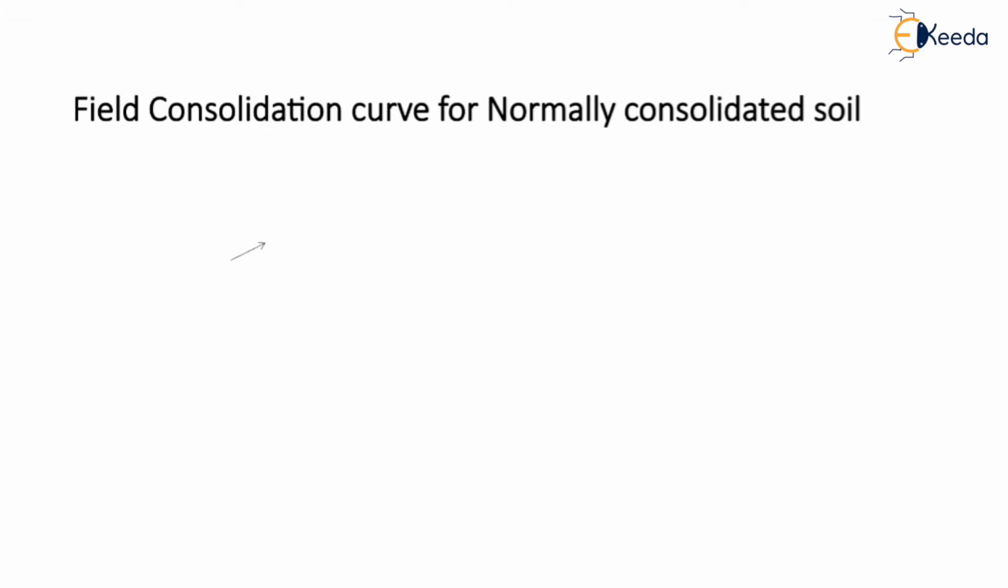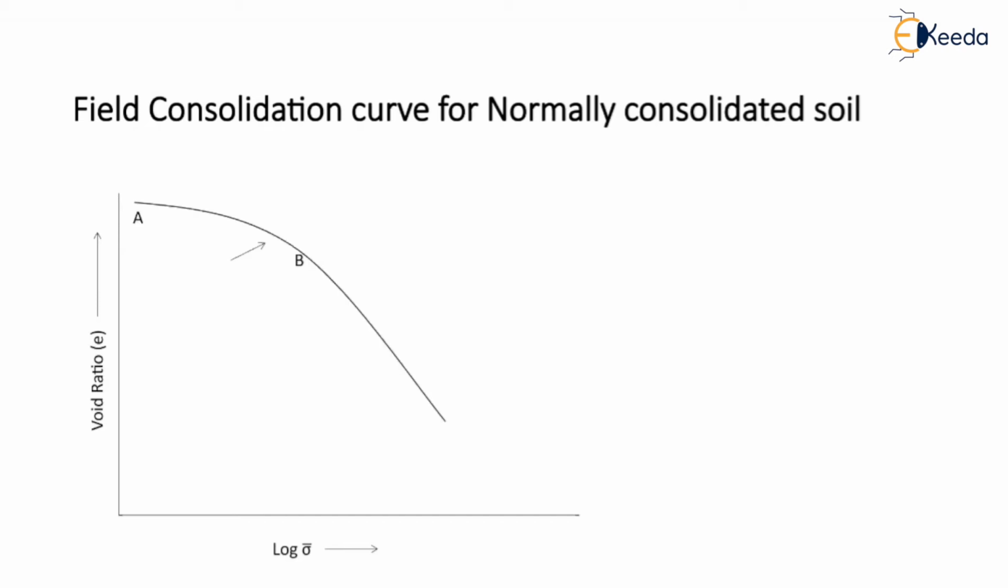Now first we will discuss the field consolidation curve for normally consolidated soil. So when a soil sample is tested in the laboratory and a graph of void ratio versus log sigma bar is plotted, then this curve ABC is obtained. This curve is called KU, or it is also known as the laboratory curve. So using this laboratory curve, we are supposed to find the field consolidation curve.